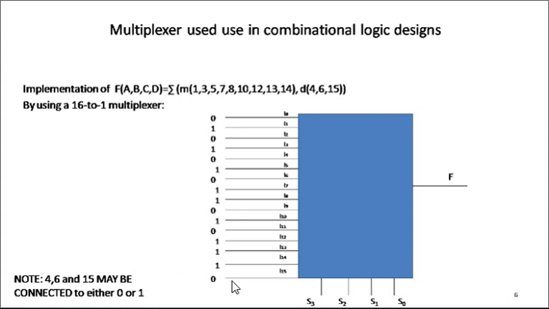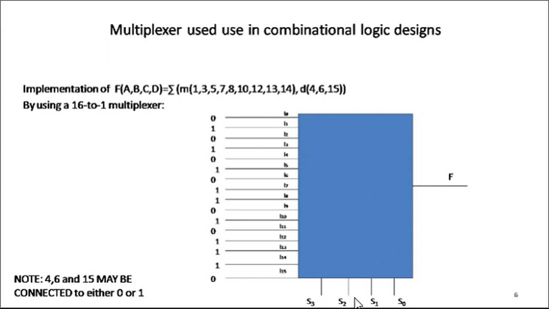After that, these 4 select lines S0, S1, S2, S3. Now suppose all are connected to the ground. What will happen? All 0 means the first line will be selected. Here the input is what? 0. So here if you connect your LED, then that LED is off.